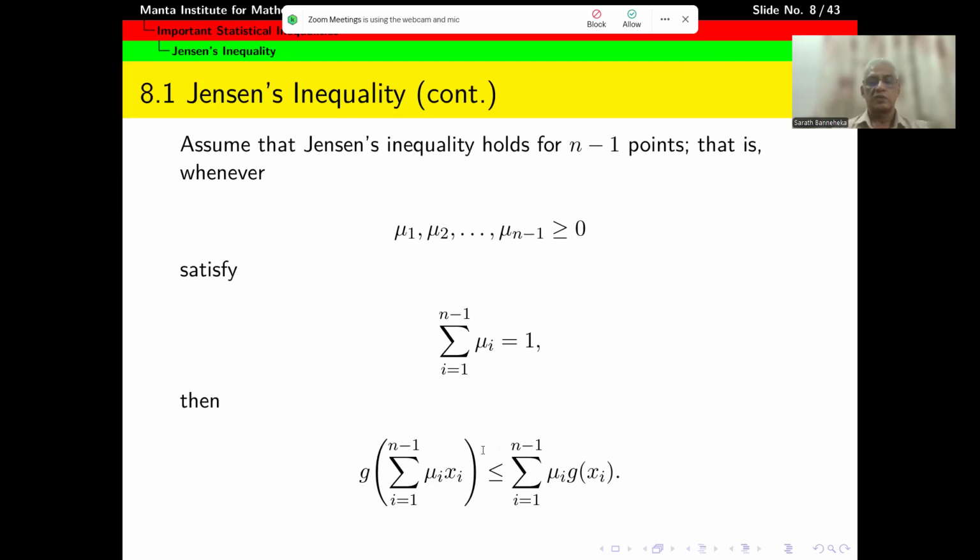So suppose this inequality holds whenever you are considering n minus 1 constants satisfying this. Suppose this condition is satisfied.